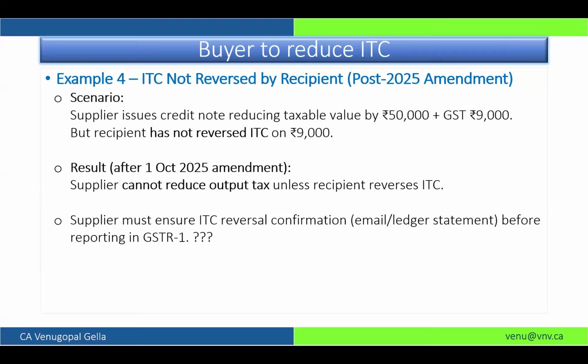Now, what is the result? The new amendment that has come from 1st October says the supplier cannot reduce output tax unless the recipient has reversed the ITC. How will the supplier ensure the reversal? Is it an email statement, a ledger confirmation, or mere reporting in GSTR-1? Is it sufficient? Well, this is a question.